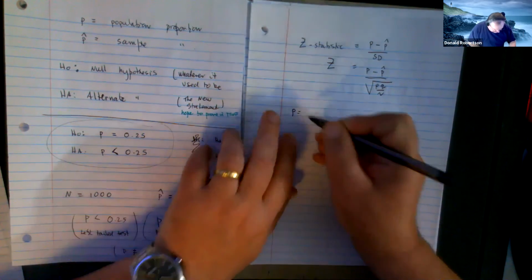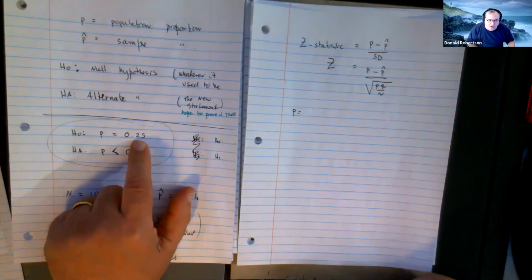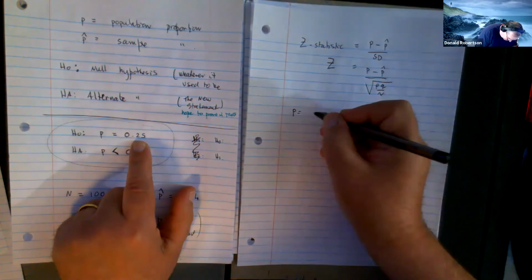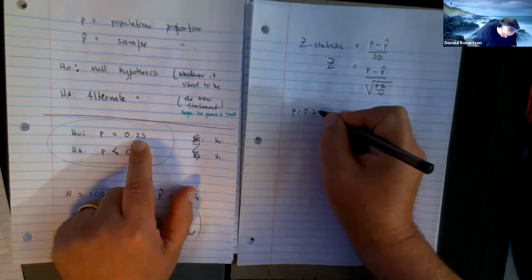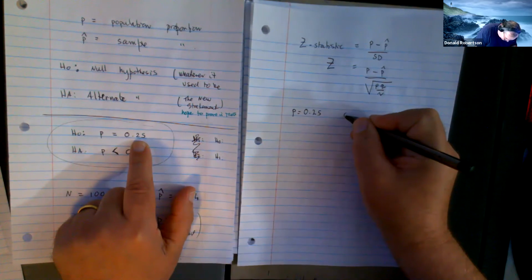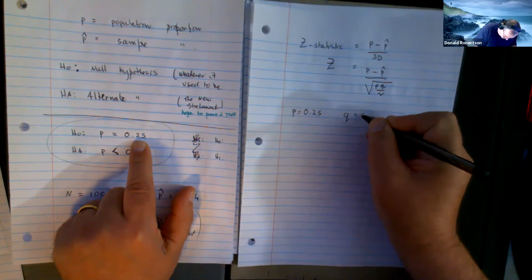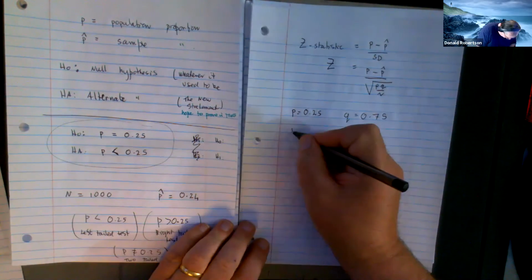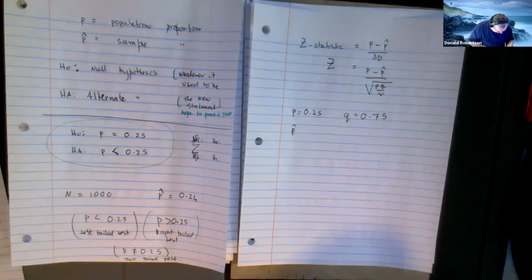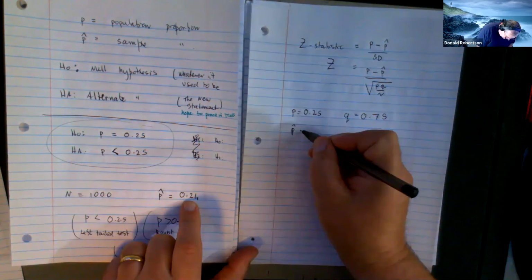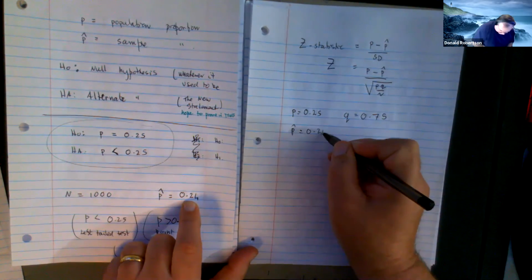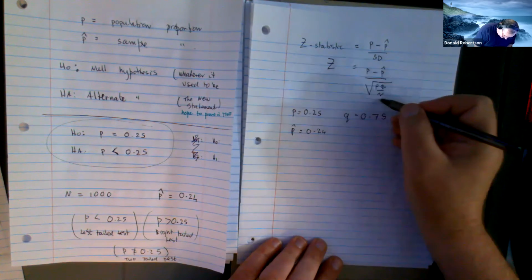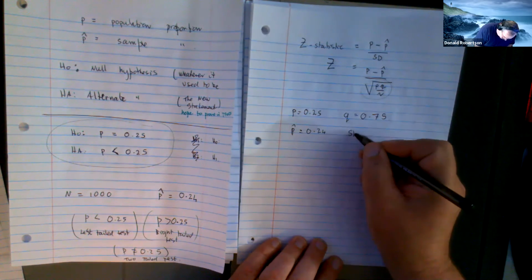P is always this value here. Whatever the null hypothesis says P is equal to, make that P. Obviously, Q would be 0.75. P hat is whatever our sample has. In this case, P hat is 0.24. This part here is essentially the standard deviation.